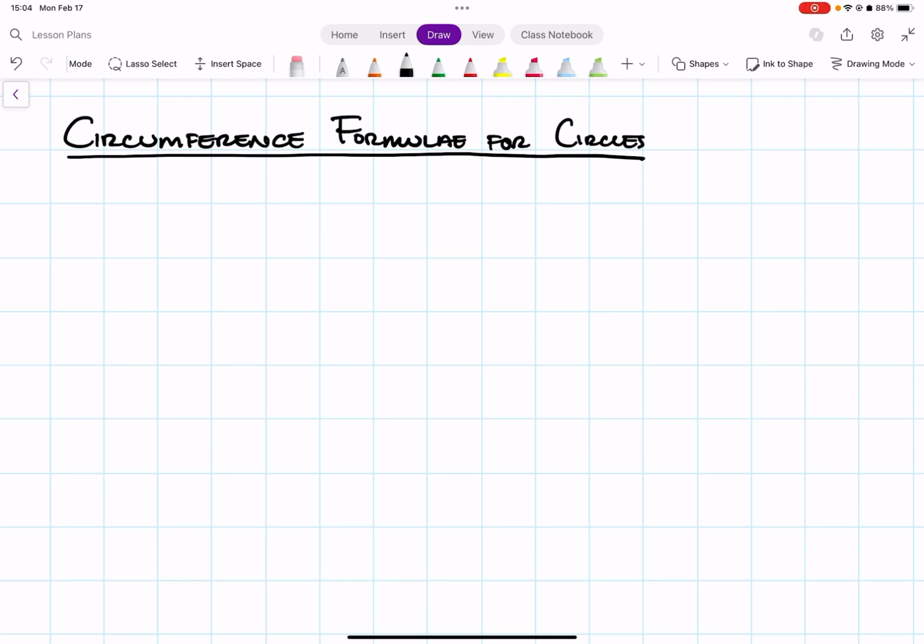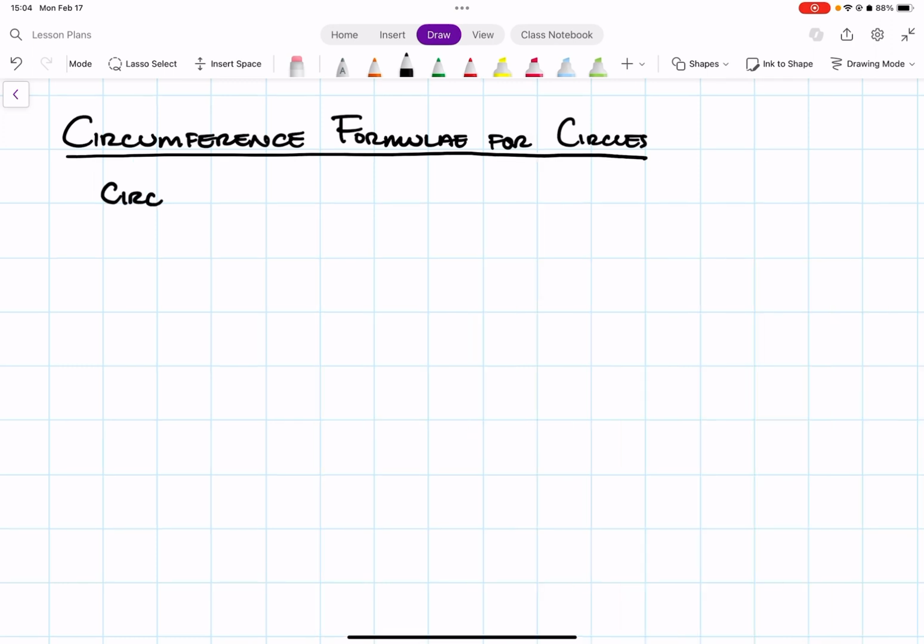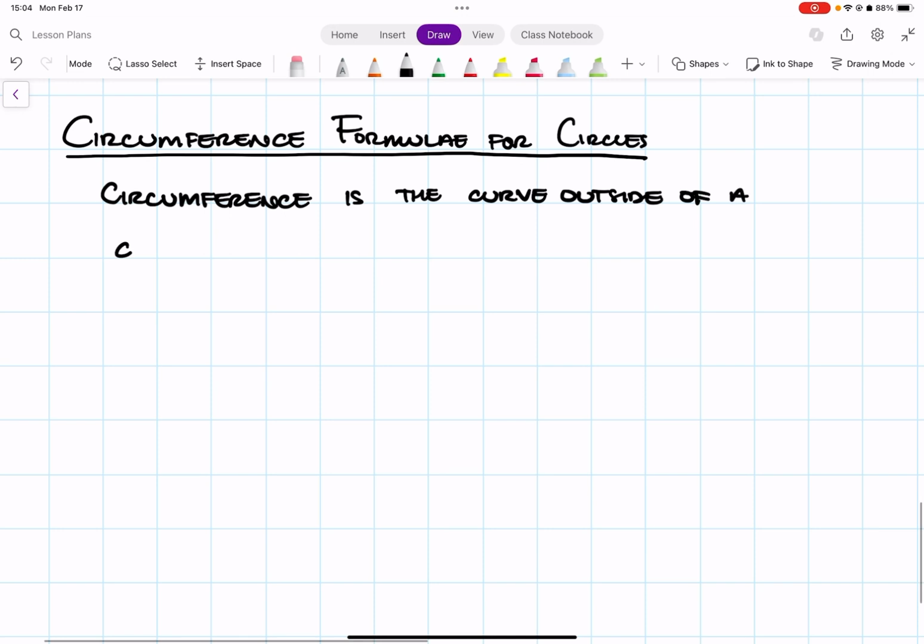And so a circumference, just to make sure that we're all clear on this, is the curve outside of a circle. And just to make it clear, we are talking about length. So in other words, we are going to see this as one-dimensional, a length, but it is curved, all right?